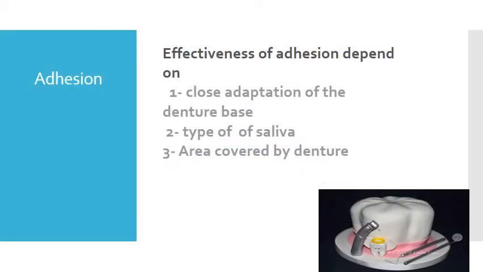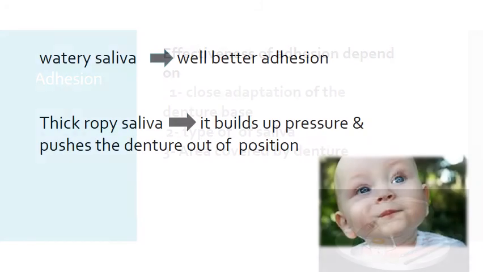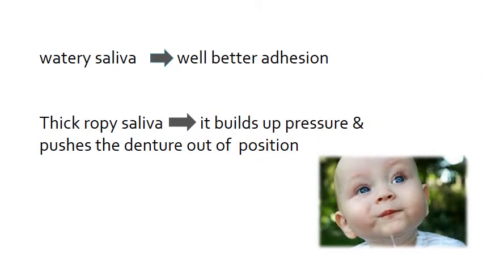Adhesion. The effectiveness of adhesion depends on the close adaptation of the denture base. With closer adaptation, the retention will be more. It also depends on the type of saliva. If the saliva is thick and ropey, this will lead to reduced retention, while thin saliva causes more retention. The maximum area coverage by the prosthesis leads to more retention. Watery saliva gives better adhesion. Thick, ropey saliva will build up a pressure and push the denture out of position.